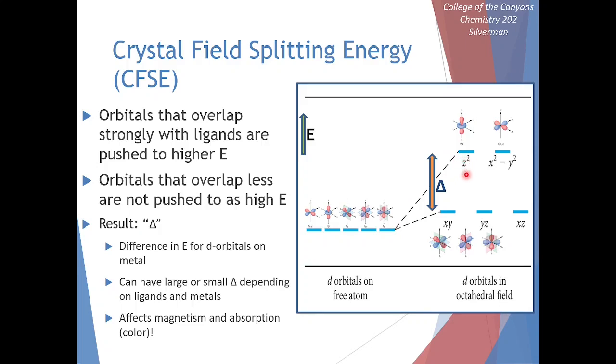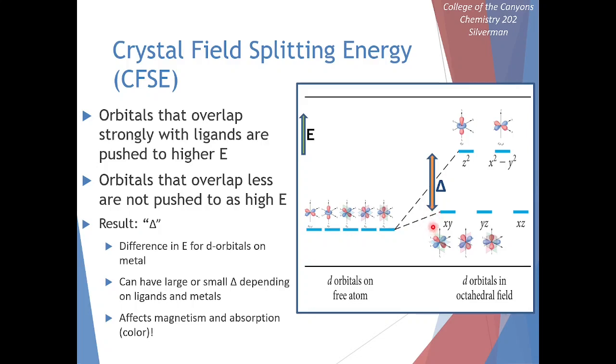We have a lot of repulsion with the z squared d orbital and the x squared minus y squared d orbital. These get raised to a higher energy level. They started down here, and they are raised up to a much higher energy level because of that repulsion. Our other 3 orbitals are also raised to a higher energy level, but not as high because there is less repulsion, because there's less overlap.